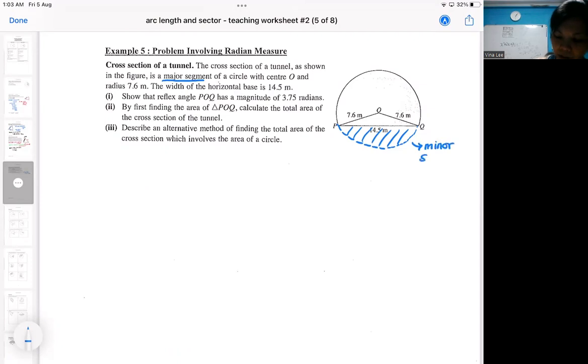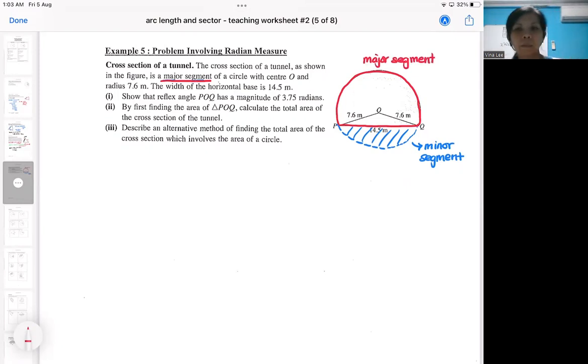The minor segment is like the previous example, the icing example. Okay, so the major segment is this whole thing. The major segment is one of the more difficult ones. So that is like a tunnel, like if you walk through a tunnel, or it can be a train tunnel. So the red color one is the major segment. I think in the first teaching worksheet, when I introduced this topic to you, I mentioned something about major segment and minor segment.